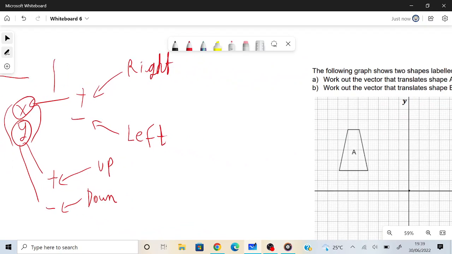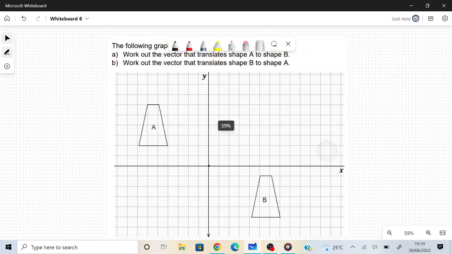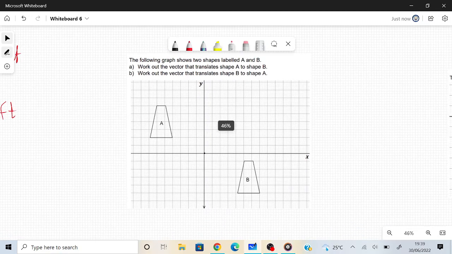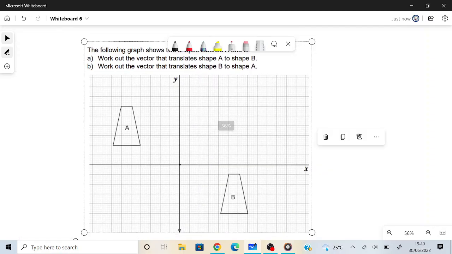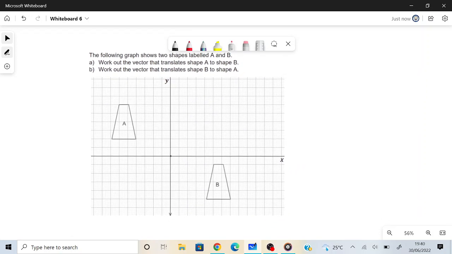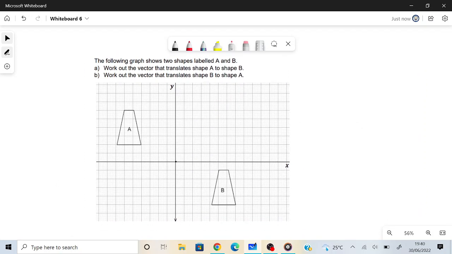So let's have a look at our first example. Let's zoom out a bit. This example says the following graph shows two shapes labeled A and B. Work out the vector that translates shape A to shape B. That's part A. And part B is work out the vector that translates shape B to shape A. They've given us the two shapes, and they want us to find the vectors.